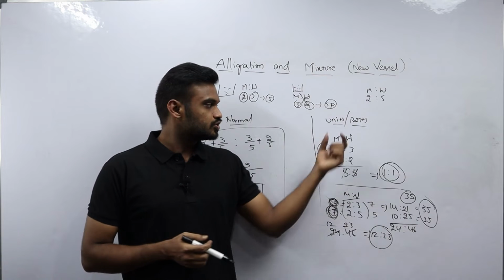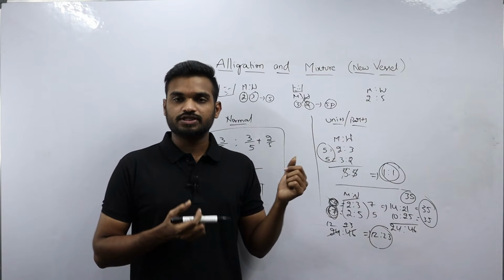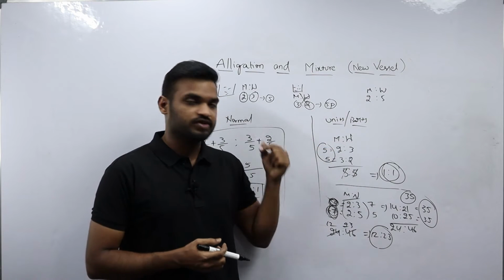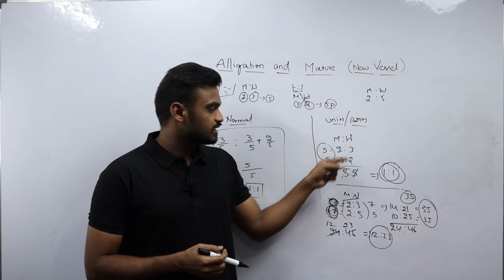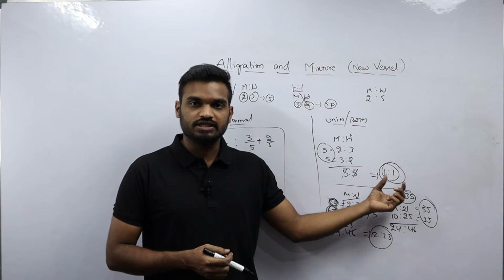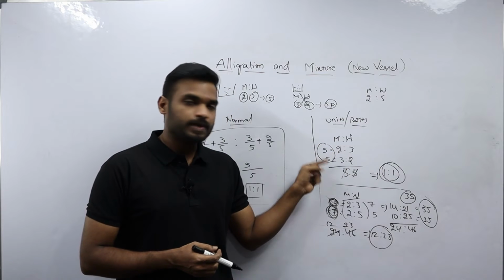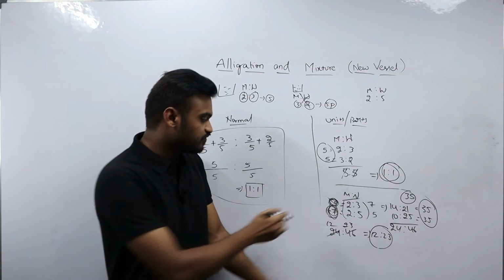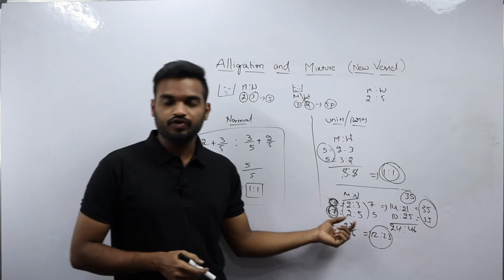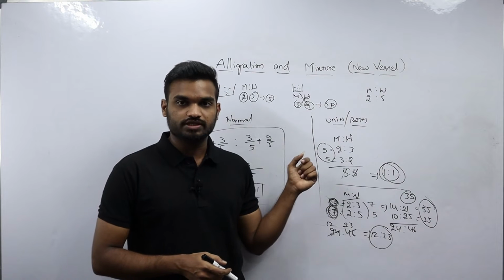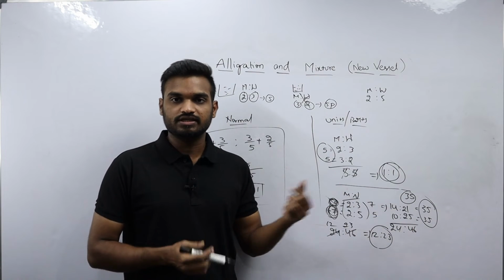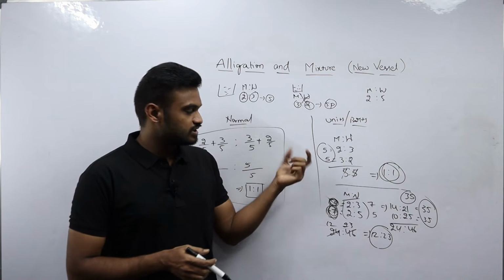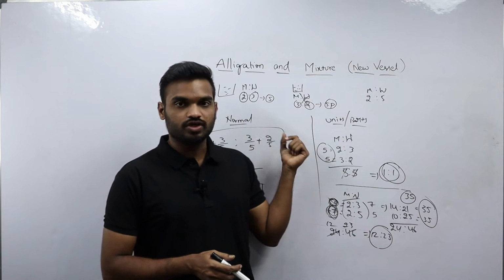When it comes to the units or parts method, we find the total number of parts in the first and second vessel. If the total parts are the same in both vessels, we directly add the ratios and find the resultant ratio. If the total parts are different, we take the LCM of the first and second vessel parts, then equate the total parts in both vessels. After equating, we simply add the ratios and find the resultant ratio. This is the only difference between the units method and the normal method.